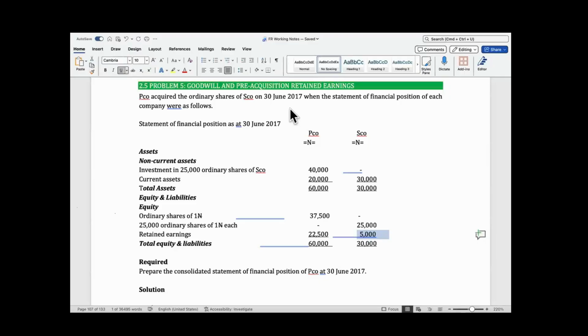Okay, about case. I agree with Shaya because the statement of financial position is as at 30th of June, which is the same period that PICO acquired ESCO. So the full 30,000 in the equity capital of ESCO would be cancelled out from the 40,000 naira investments in ordinary shares. So the remaining can go to goodwill.